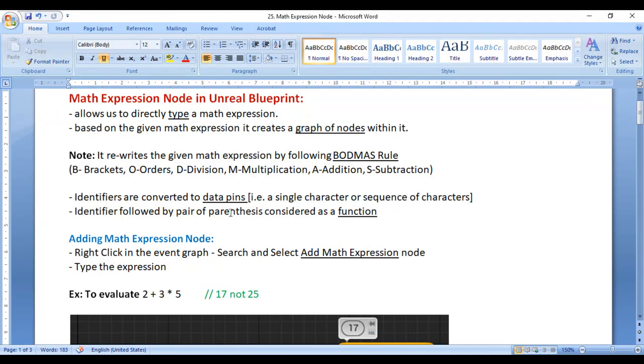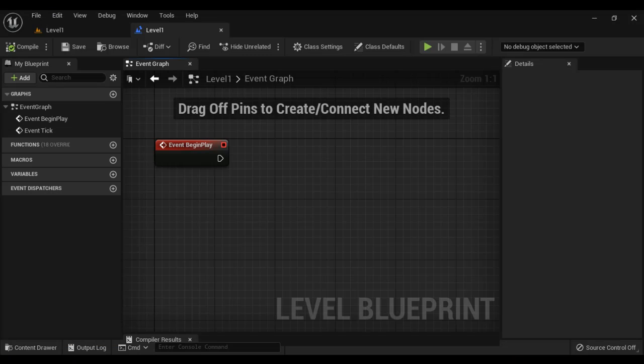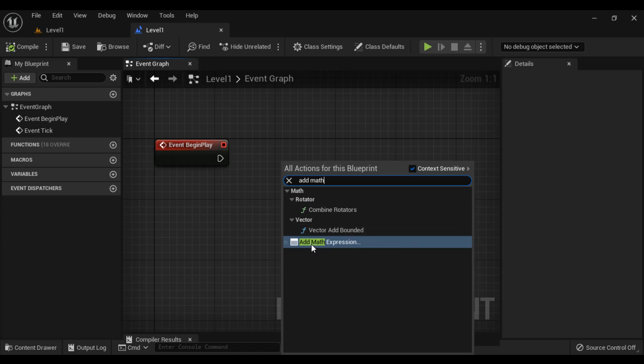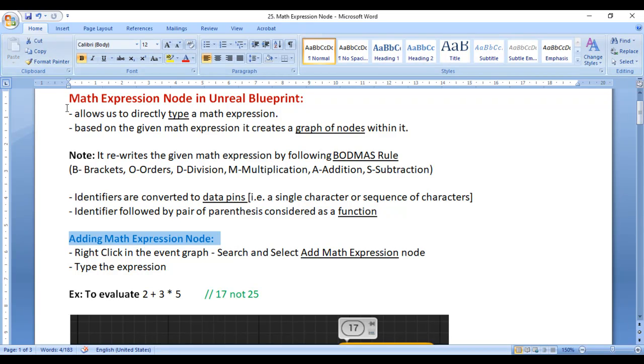Let's have a demo and understand everything step by step. How do we add a math expression node? Just right click in the event graph and search for add math expression node. If you select the math expression node, it allows you to directly type a math expression, and it rewrites the given math expression based on the BODMAS rule.